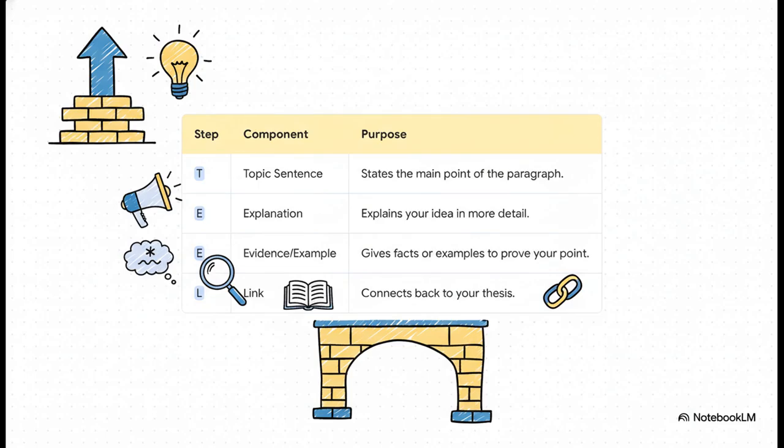You start with a topic sentence, which just states the one main idea of the paragraph. Then you explain that idea a little more. Next, and this is crucial, you give your evidence, a fact, a quote, an example. And finally, you link it all back to your main thesis. TEEL. It's a foolproof framework that just works every time.